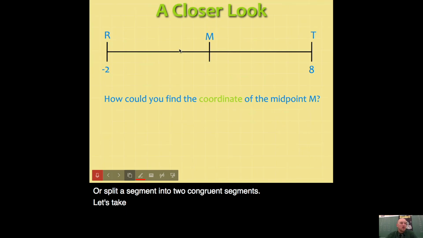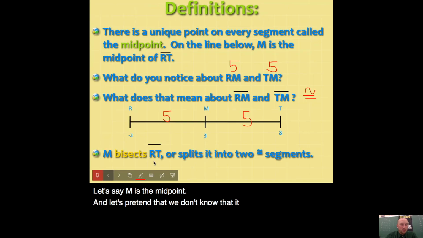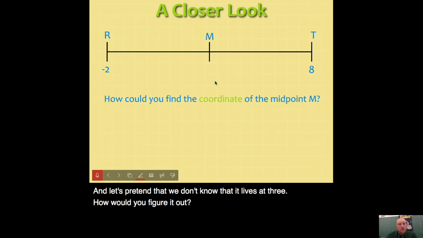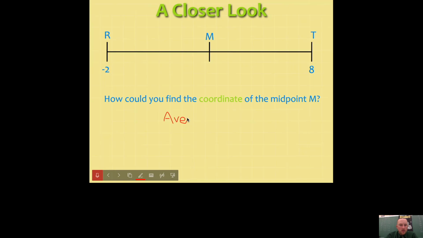Let's take a closer look. This is the same diagram we looked at earlier. Let's say M is the midpoint, and let's pretend that we don't know that it lives at 3. How would you figure it out? One word. Average. We're going to average those coordinates.